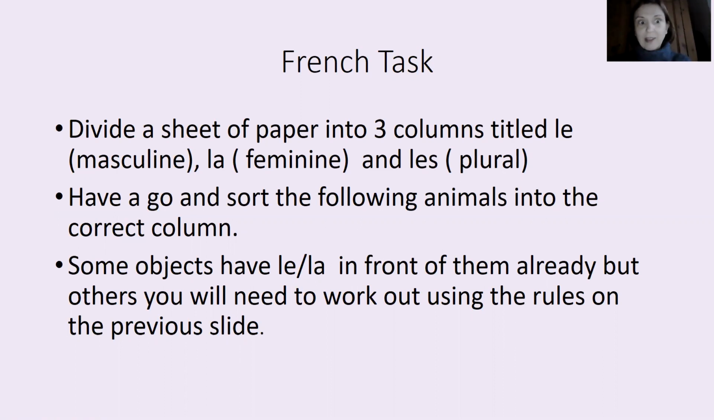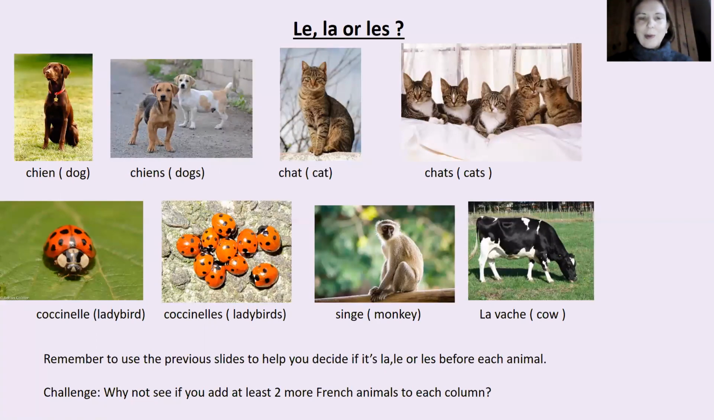Now, some of the objects on the next slide have le or la in front of them already, but the others you will need to work out using the rules in the previous slide. However, a few hints: some of the animals that we've already looked at might be on the next slide. So let's have a look, shall we? There we go. So remember, your job is to decide whether you use le, which is the masculine version of "the", la, which is the feminine version, or les, which is the plural version, in front of these objects. Don't forget to set out the work how I showed you on a piece of paper. And remember, if you're not sure, you can use the previous slides to help you.